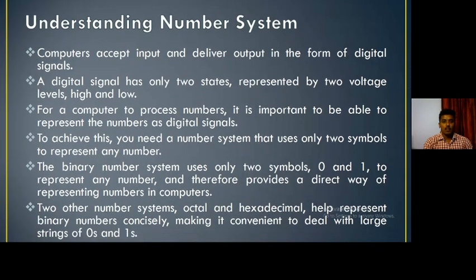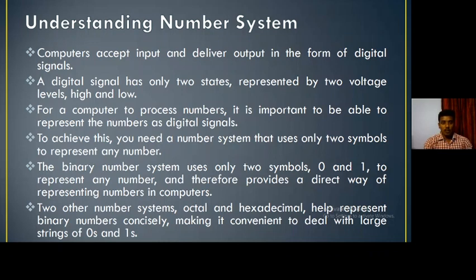What is the use of these number systems that we discuss in this chapter? Being a machine or electronic device, the computer works with voltage, so it accepts input and gives results in the form of zeros and ones. Zero means off state, one means on state. A digital signal has only two states represented by two voltage levels, that is on and off, or high and low. High means one, low means zero. Computers accept input and deliver output in the form of digital signals.